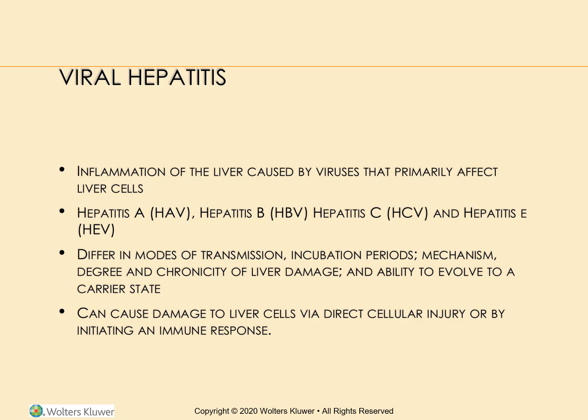So viral hepatitis is inflammation of the liver caused by viruses that primarily affect liver cells. And we're going to focus on hepatitis A, hepatitis B, and hepatitis C in our discussion. There's also hepatitis D and E that typically occur together, but we're going to focus on those first three. They all differ in their modes of transmission, in their incubation periods. They also differ in their mechanism of infection, the degree to which they cause infection and liver disease, and also the chronicity of the liver damage. And then some can evolve to a carrier state, and many are just cleared by the immune system.